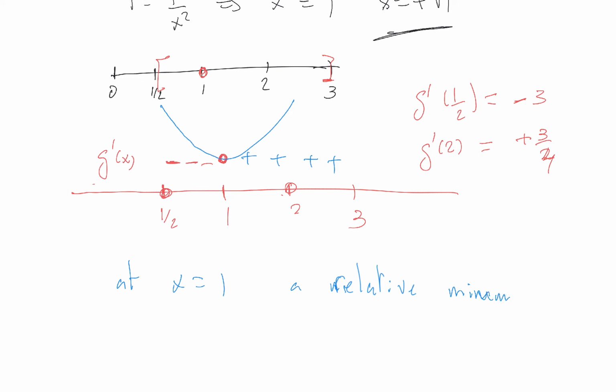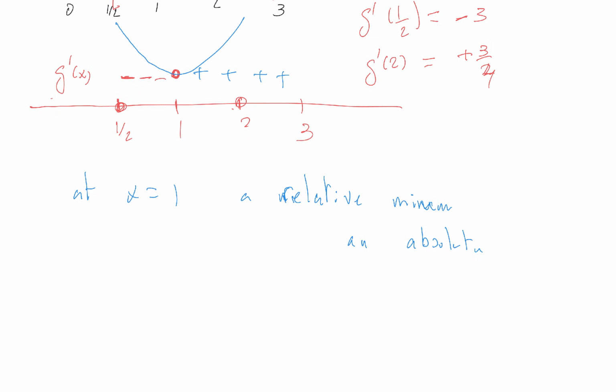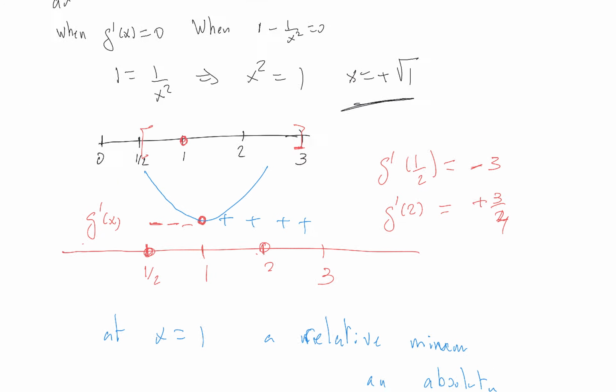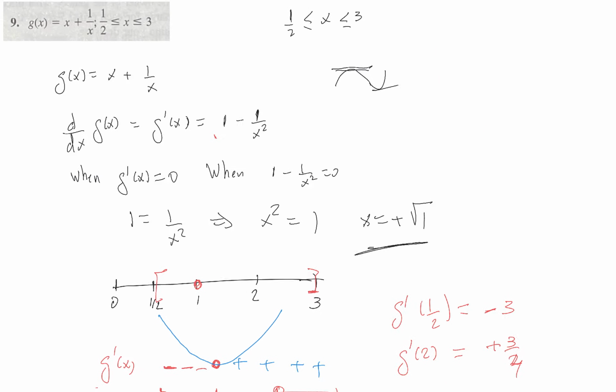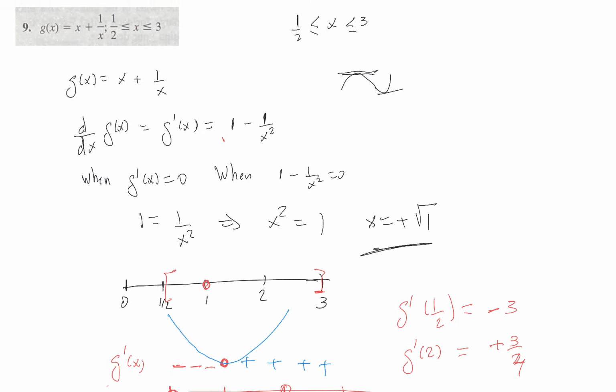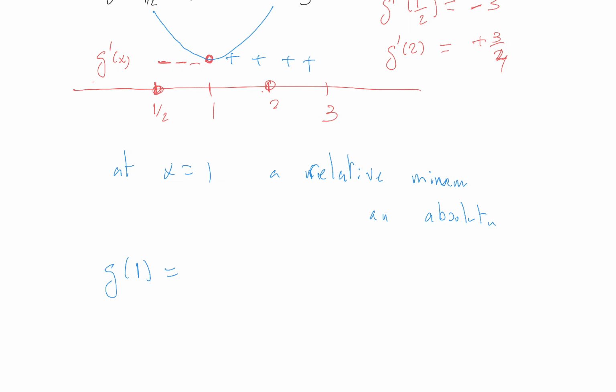that is also an absolute minimum. So it's the smallest value. What is the smallest value? g of 1. At the point 1, the function is 1 plus 1 divided by 1. So it's 2. And this is the minimum value of the function.